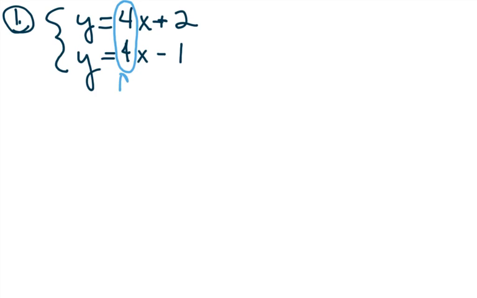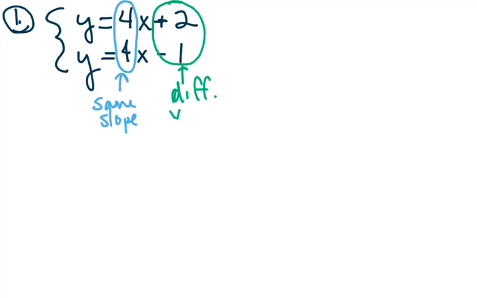So this is the same slope. So after we look to see if it has the same slope, then we compare the y-intercepts. If they are different y-intercepts, that means that they are parallel lines.